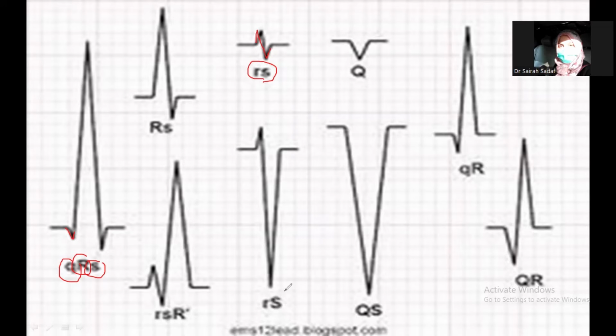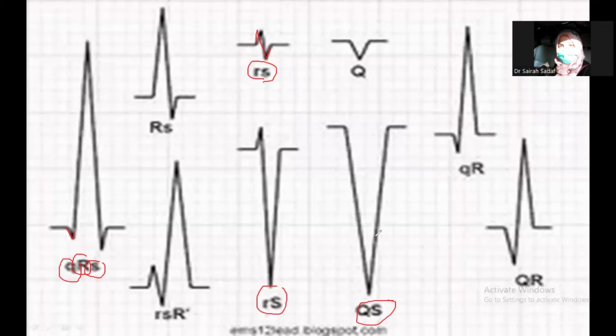Now, this is the RS pattern, small r, a capital S. What is this? You will have a small R wave with a deep S wave, a big S wave. So that's why we have written it literally like small r with big S, capital S. Now this is the QS pattern. We usually see this pattern in myocardial infarction, old ischemic changes.